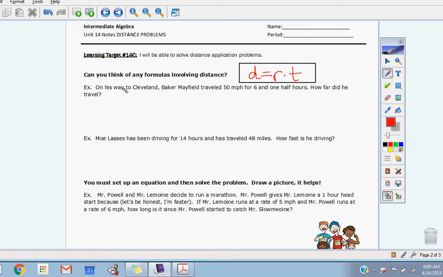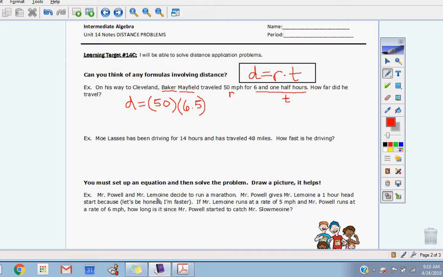So on this first one, on his way to Cleveland, Baker Mayfield traveled 50 miles per hour. So if he traveled 50 miles per hour, that's our rate for 6.5 hours. So this right here is our time. So if they say to you, how far did he travel? It is as straightforward as saying, all right, the distance is equal to the rate, 50, times the time, which is 6.5. Okay, so what is 50 times 6.5?